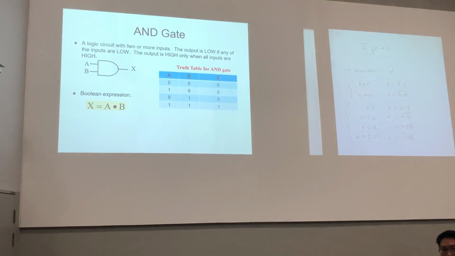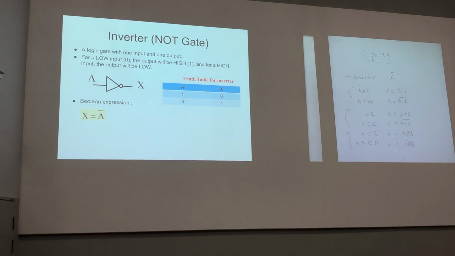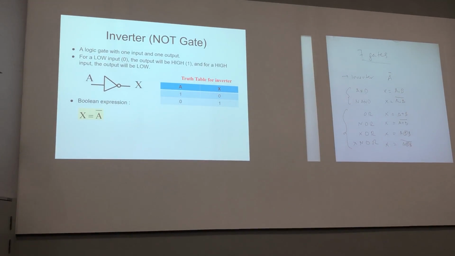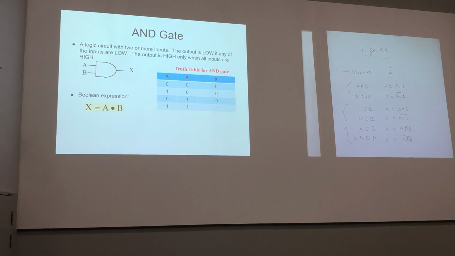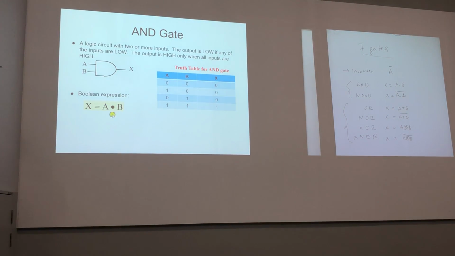Yes. In the exam, the inverter needs to be written as the NOT gate. Write the what? Can I just write inverter, right? Yeah. You can just write inverter or NOT gate. This one, the AND gate, is A multiply B, right?